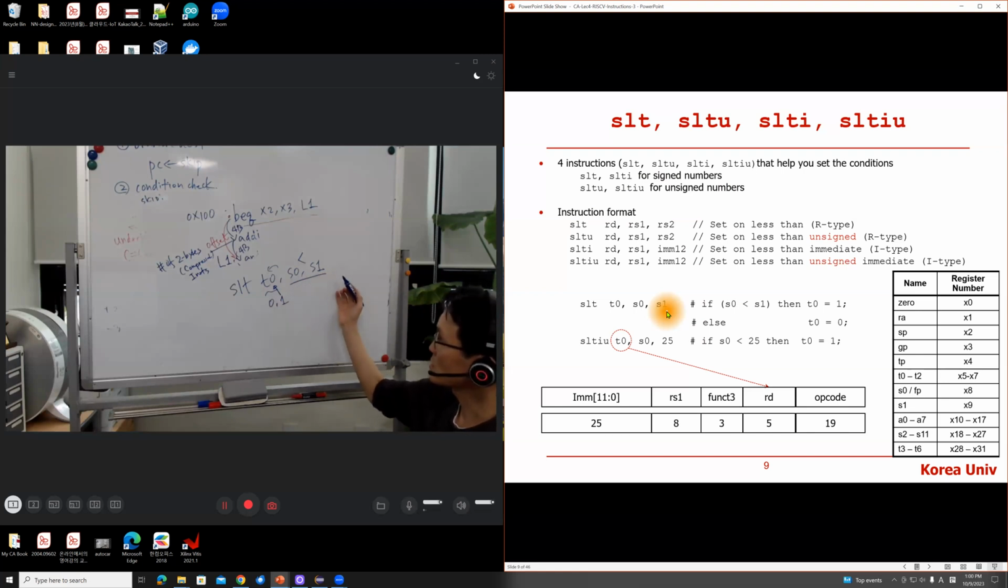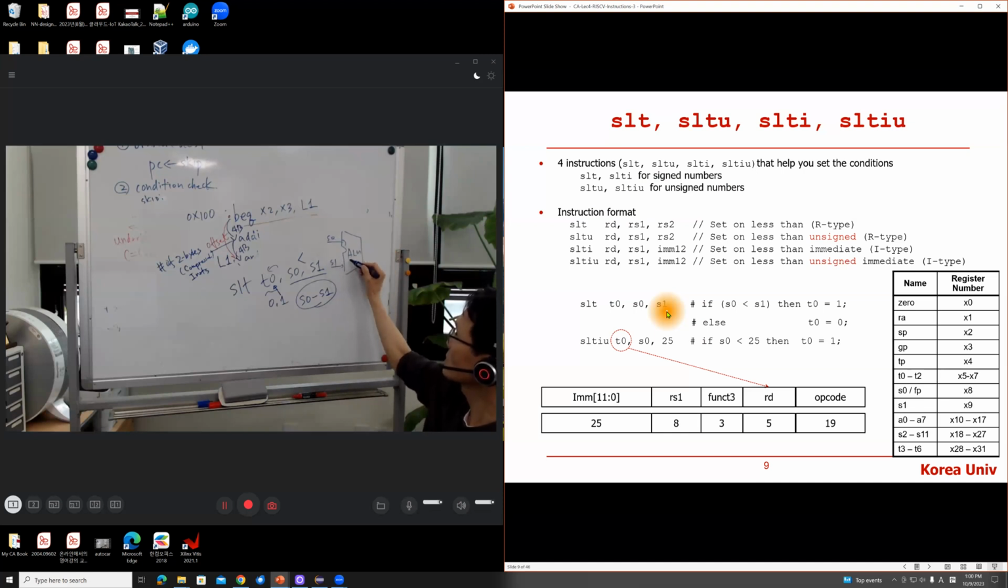Then for executing this instruction, what do you have to do inside the CPU? You make the CPU do subtraction, S0 minus S1, in the ALU. With S0 and S1, the ALU does subtraction. We are not interested in this output, so you have to check out these flags.